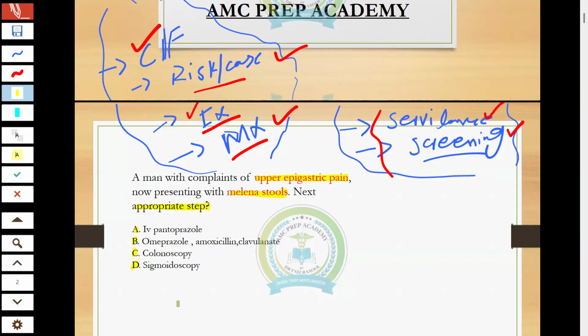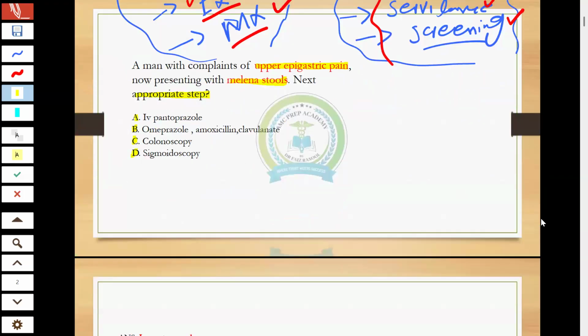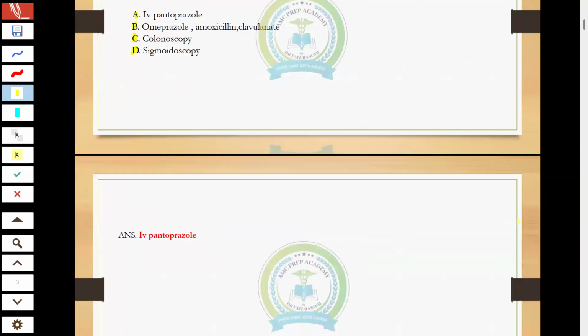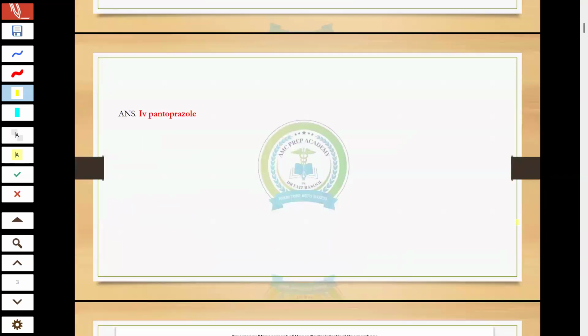Please hurry up, doctors. Okay, so a few people with option A and a few with C, right? And no one with B and D. Okay, let me check with the guideline. So the answer is IV pantoprazole. The next step is IV pantoprazole.